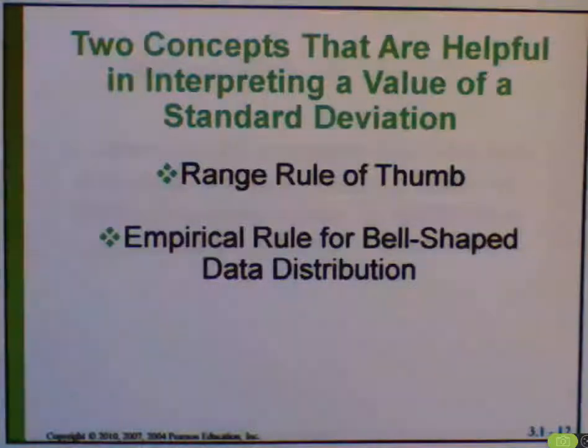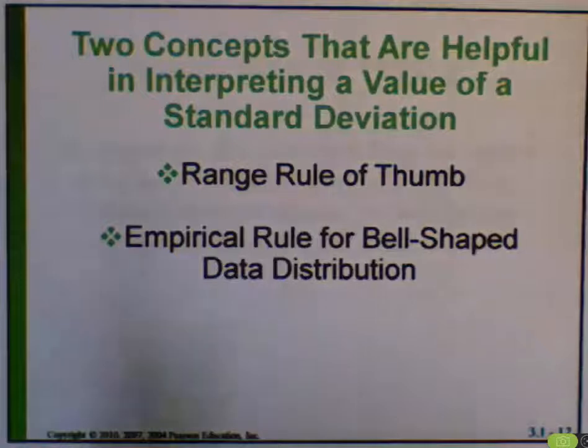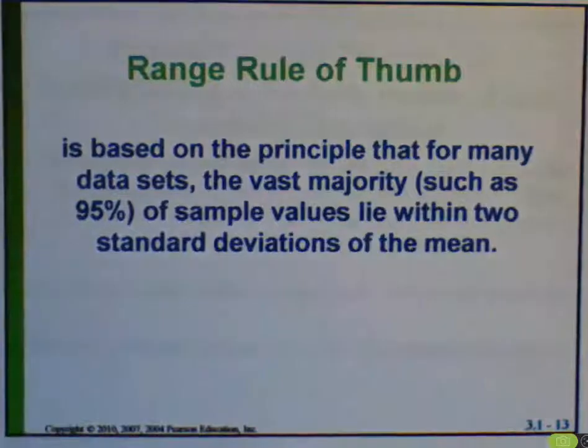We really haven't talked about what standard deviation means. There are two rules that you can use to interpret a value of a standard deviation. They're called the range rule of thumb and the empirical rule for bell-shaped distributions. The range rule of thumb is based on the principle that for many data sets, the vast majority, such as 95% of sample values, lie within two standard deviations of the mean.